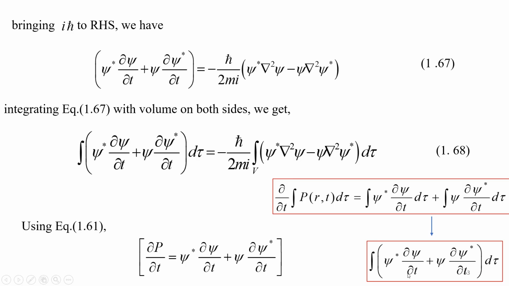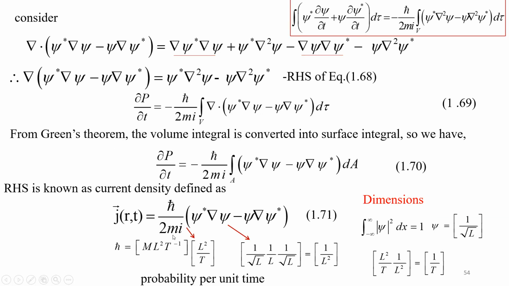So this can be replaced by partial dP by dt, which is equal to ψ star dψ by dt plus ψ dψ star by dt. So instead of the left hand side, we can write dP by dt. So this is dP by dt, which is equal to this right hand side. We have not disturbed any term on the right hand side.